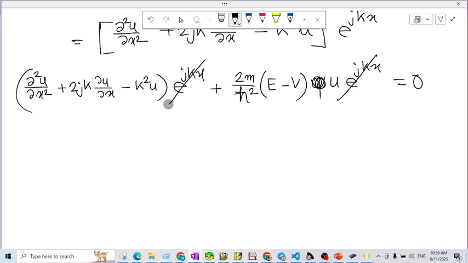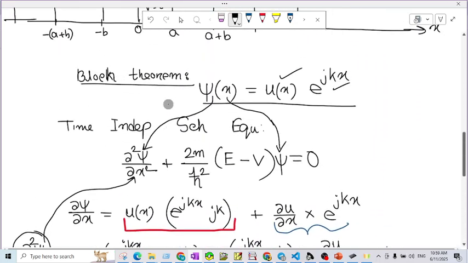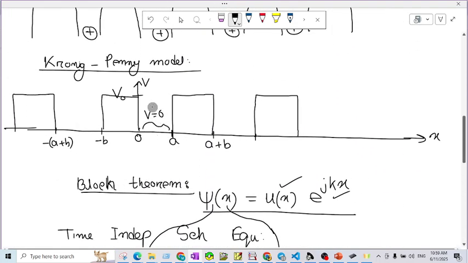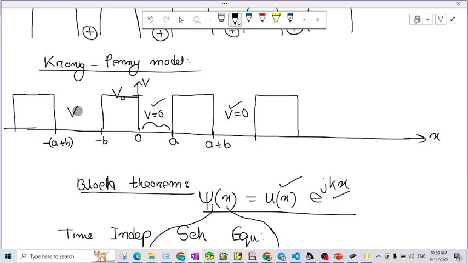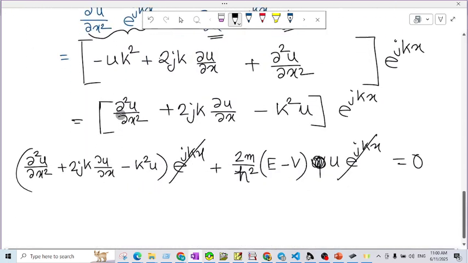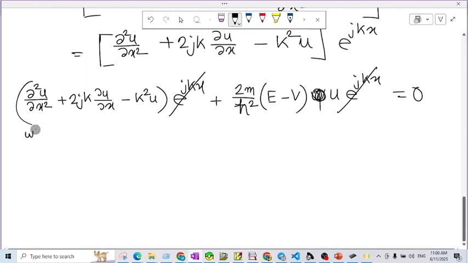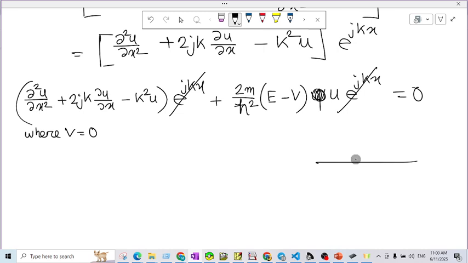Okay, so now we have two types of regions, right? In this region, the v is equal to 0. So first let's take this type of region, where v is equal to 0. Okay, let me draw this again so that you can understand it. So this is a and this is minus b. Okay, so we are working with where v is equal to 0.